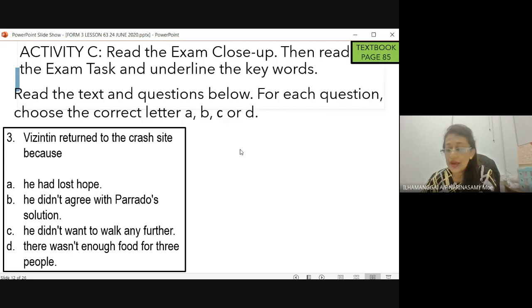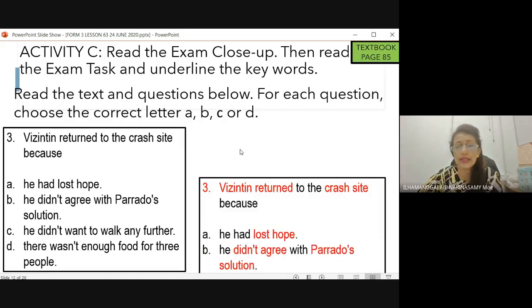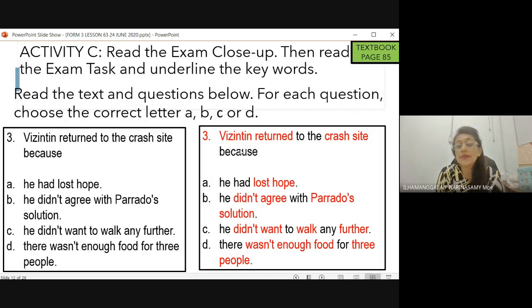The same people are learning. What about the rest? Just watching. Actually, excellent. Everyone, wasn't enough food. Let's look. What did I underline? So, Vizinton returned crash site because one, he lost hope. Second, didn't agree with Parado's solution. Yes, Mahasri, very good. Didn't want to walk further. He's so lazy. I don't want to walk further. And the last one, wasn't enough food for three people. Okay, so we do not know what's the answer yet, but you need to let me know which paragraph has the answer.